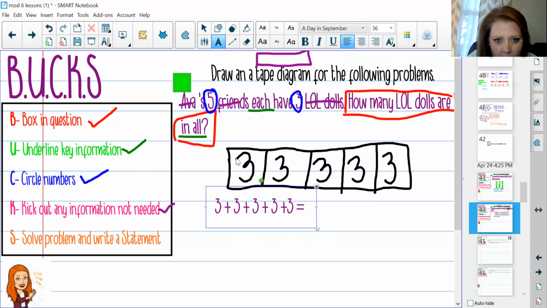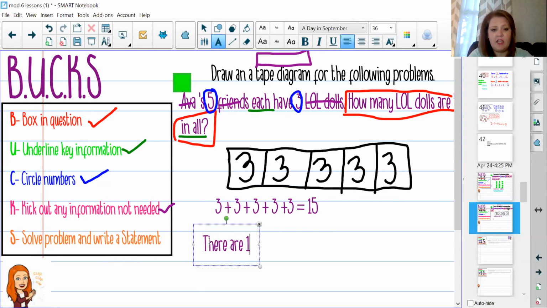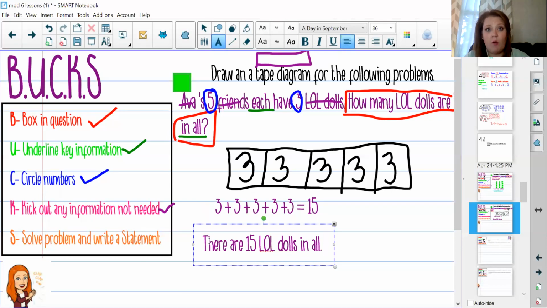Let's count those touch points. 1, 2, 3, 4, 5, 6, 7, 8, 9, 10, 11, 12, 13, 14, 15. Okay, we solved the problem. Now let's write a statement. So the question is, how many LOL dolls are in all? So what would my statement be? There are 15 LOL dolls in all. I take part of the question and I put it in my answer. Just like what we do in reading when we're restating our question, we're restating the question in math too.